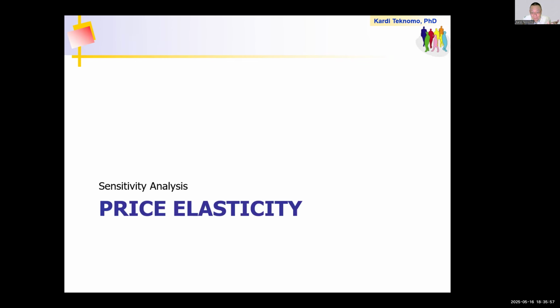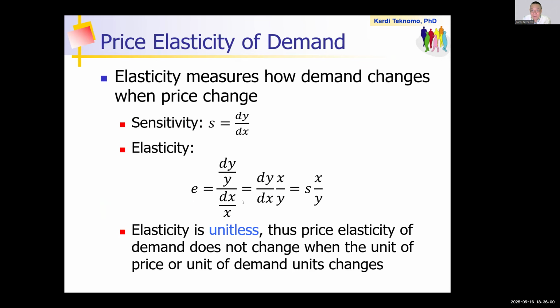The last part is the price elasticity. If you know the sensitivity, now you can take the ratio of this. Elasticity is now unitless because it is the change in the demand divided by that demand, and the change in the price divided by that price. It's basically the same as sensitivity multiplied by the actual value of the price and the demand.